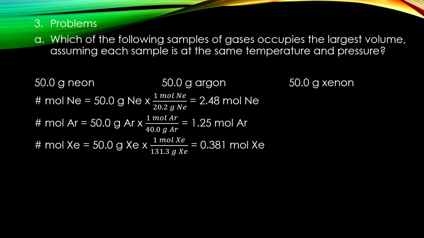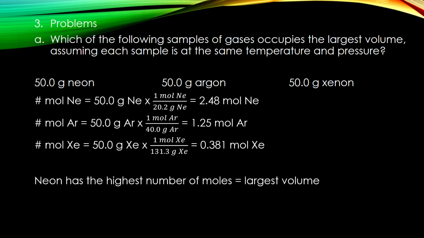Now, what that does is it allows us to compare basically apples to apples. So I can say, okay, we know that as the number of moles increases, the volume increases. So the one that has the largest volume is going to be also the one with the largest number of moles. So in this case, since neon has the highest number of moles, it's going to have the largest volume. And it really is just that simple. We just have to get everything into moles, though, so that we are comparing, like I said, apples to apples.